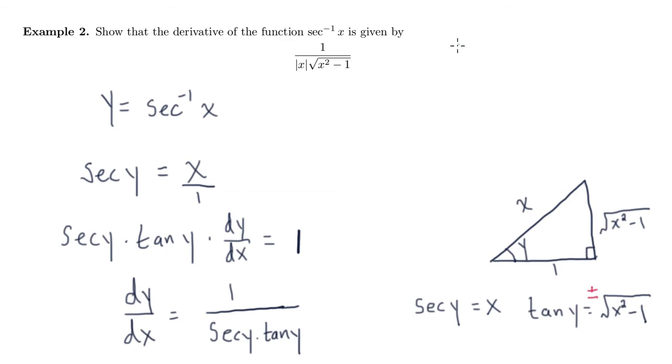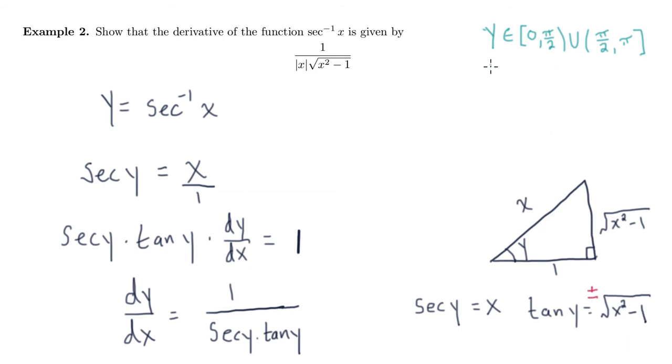So y is in the following set. It's either between 0 and pi over 2, or it's between pi over 2 and pi. And of course, the reason it's not defined for pi over 2 is because cosine of pi over 2 is 0. So if we divide by cosine of pi over 2, then that's a problem. And so let's just think about this. If y is between 0 and pi over 2, tangent is positive.